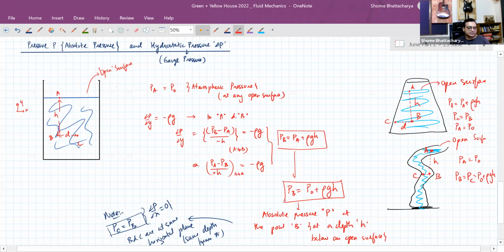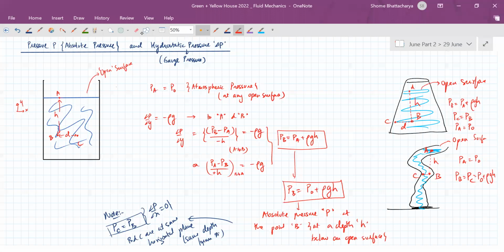And this value of pressure that we calculate is called the absolute pressure. So this is a very important aspect of the application of the concept of pressure gradient. Make a note of this, then we'll discuss further.